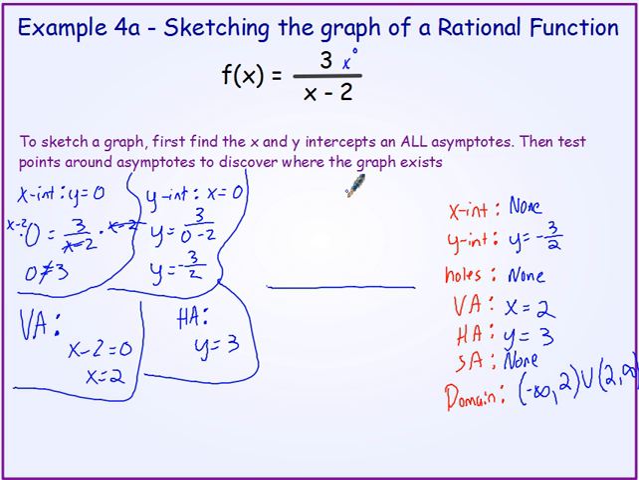Like, for instance, I know for sure I have a vertical asymptote where? At 2. I know I have a horizontal asymptote at 3. I know I cross the y-axis at negative 3 over 2. 3 over 2 is like what? 1.5. So does everybody agree like right here?